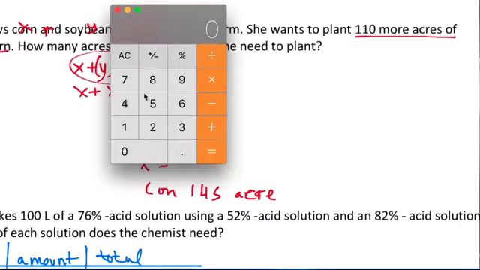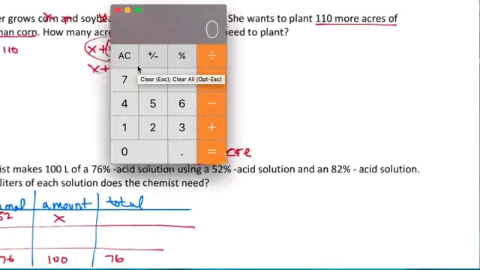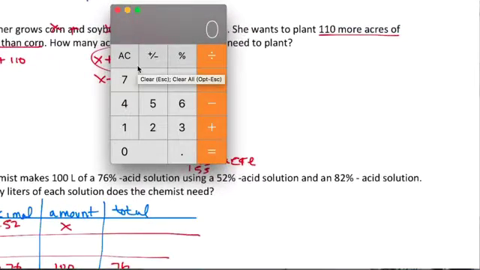Anyways, it's 155. That's 300. So the other one, soybeans, takes up 155 acres.